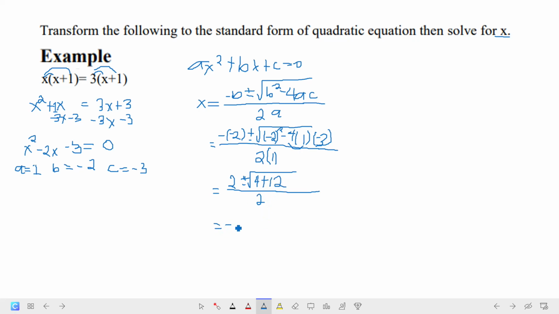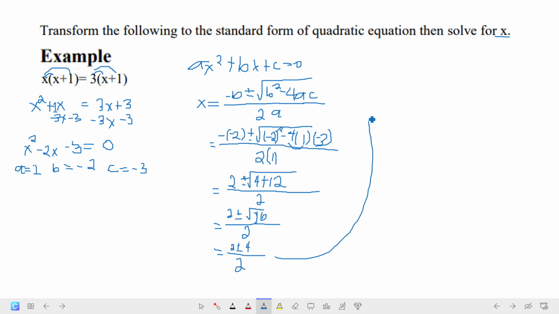So we will just copy the numbers which are not being simplified yet. First, let's simplify what is inside the square root. So 4 plus 12 will give us 16. Okay, then over 2. Then simplify, square root of 16. So I'll copy first the parts that are not touched. Plus, minus, and the square root of 16 is 4 over 2.